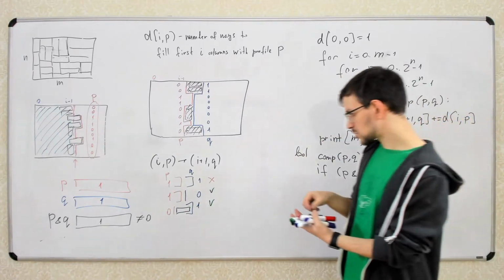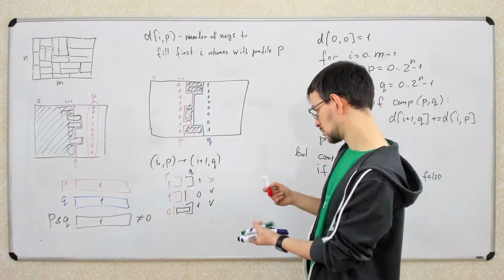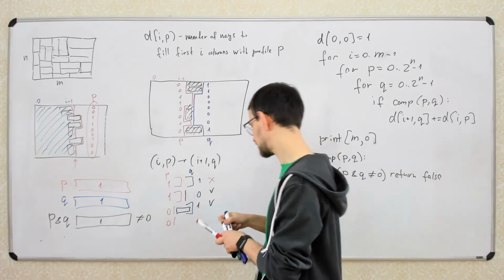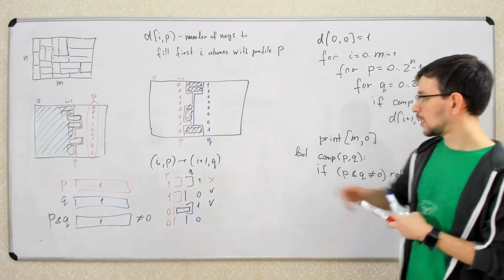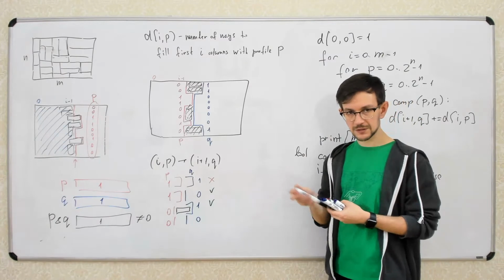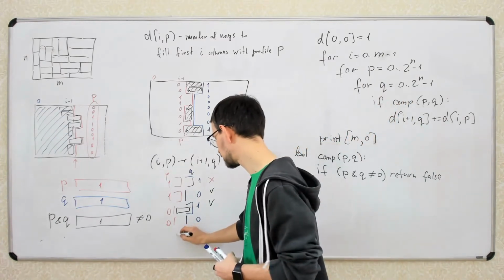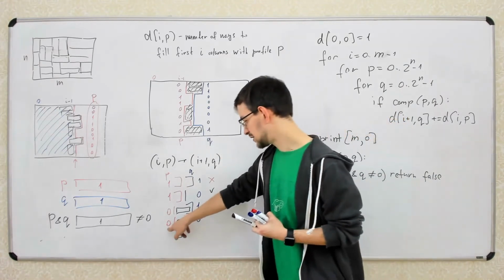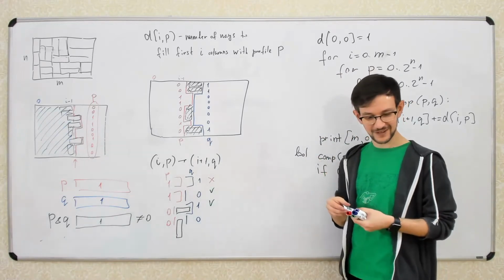And the final combination is 0 and 0. So we have 0 here and 0 here, like here. It actually means that we need to place a vertical tile here. So we have this vertical tile, and we get from state 0 to state 0.